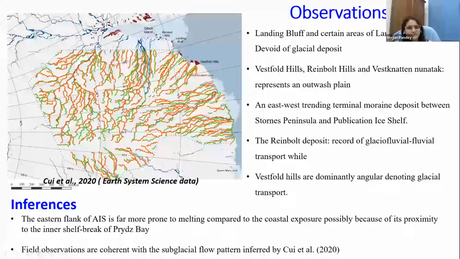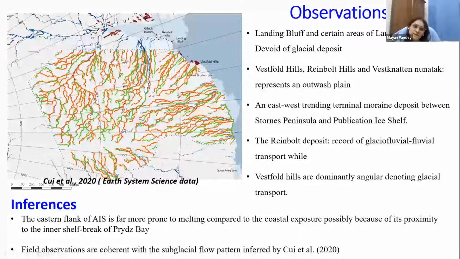And they have inferred different flow patterns. If you follow that, then it is easier to explain these differences in the different terrains. For example, this landing bluff does not have any subglacial flow pattern, and this particular area was totally devoid of any glacial input. And if you see the Westfold Hills and the adjacent area, there are certain areas of the Westfold Hills which have a significant amount of subglacial flow. Rest of the areas are devoid of it.